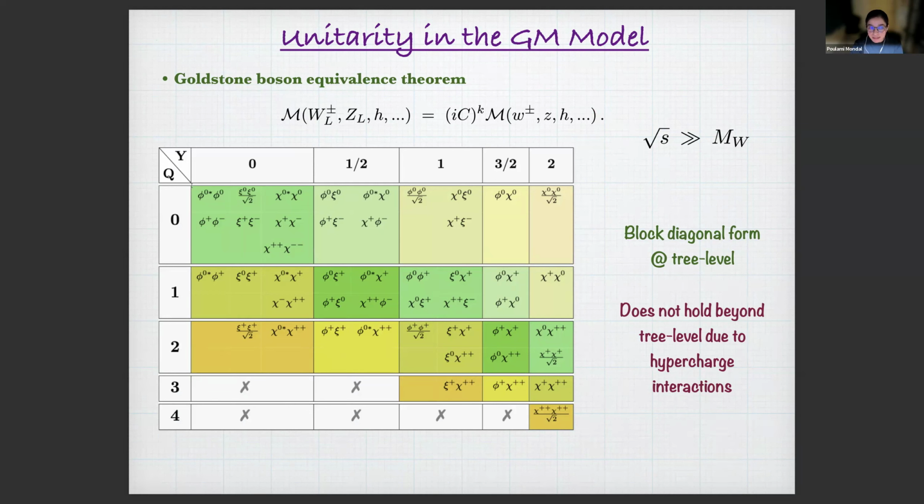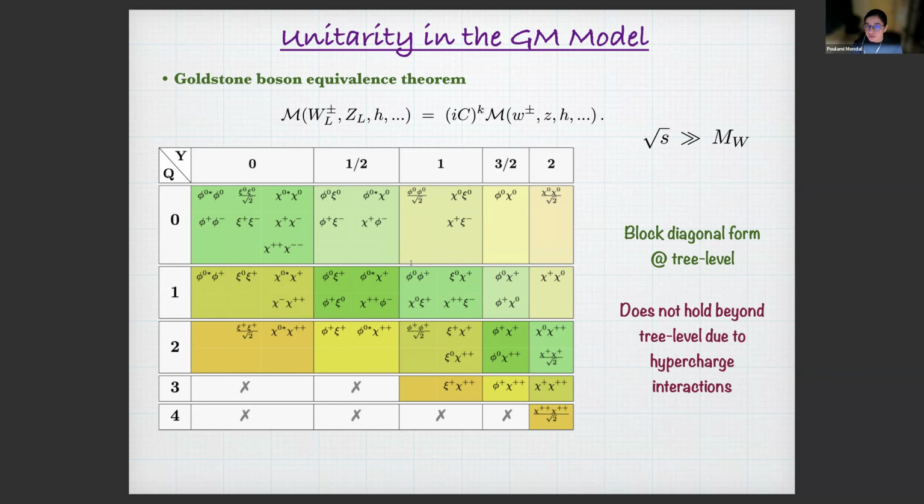So at the tree level, you can write all these 2 to 2 scattering states in terms of your total charge and the hypercharge. These form a block diagonal structure at tree level. There are seven states at Q equal to 0, Y equal to 0, so you compute a 7 cross 7 matrix and calculate the eigenvalues. For Q equal to 0, Y equal to half, this is a 4 cross 4 structure, and so on.